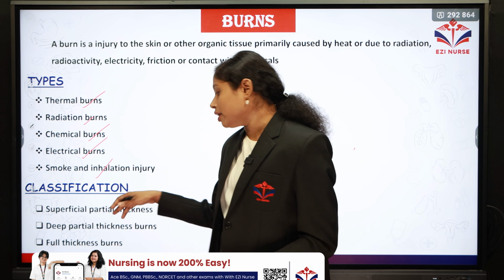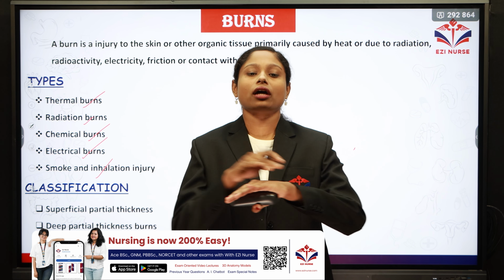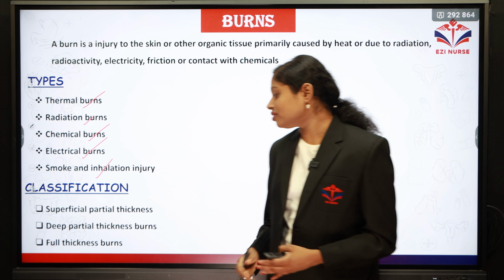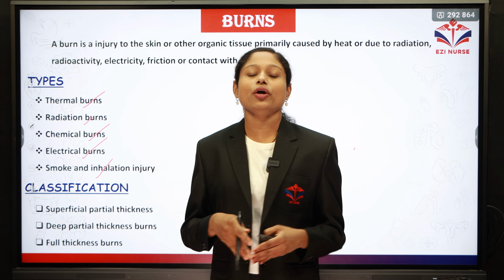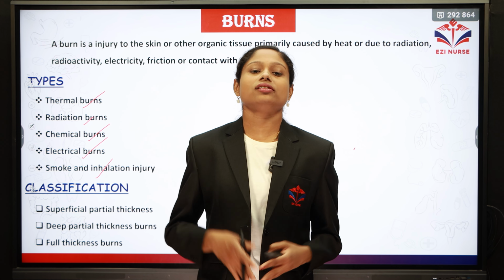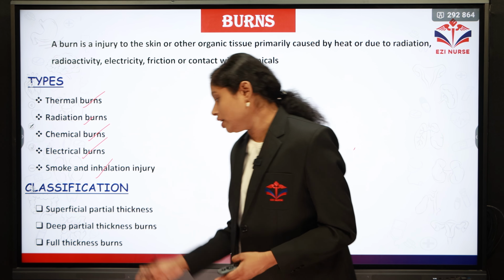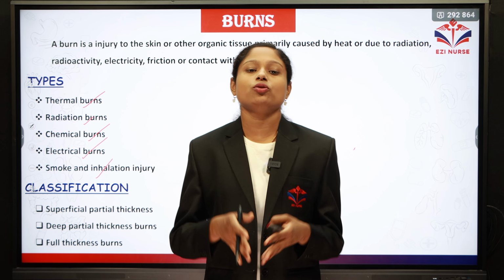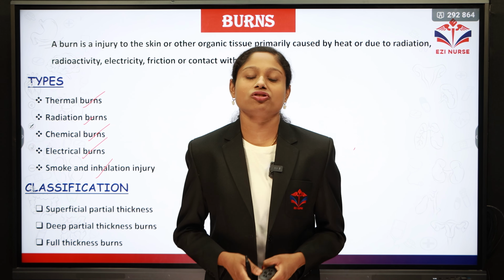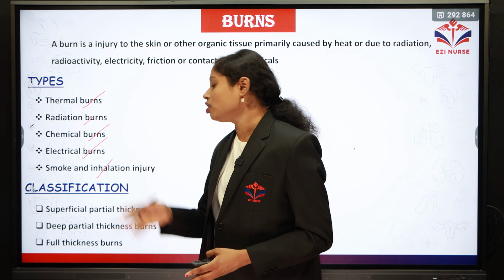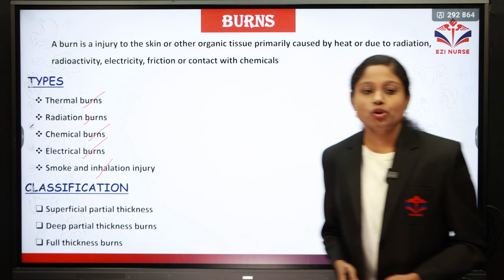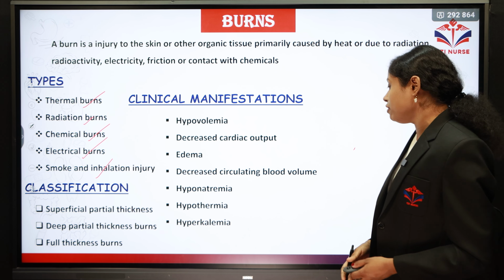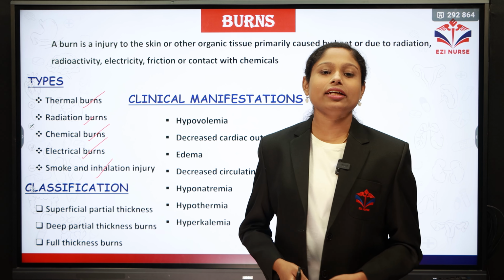In superficial partial thickness, the upper layers of the skin will be burnt, and in deep partial thickness it is going into the dermis also, that is its middle layers will be affected, and in full thickness it affects deeply and we can see the bones. So that is the classification of burns. Now we are moving to clinical manifestations of burns. So what are the main clinical manifestations?